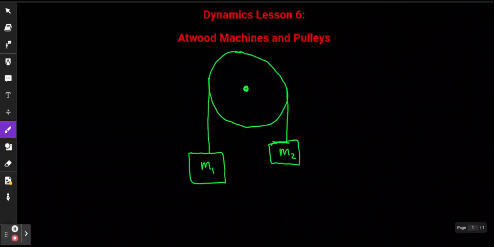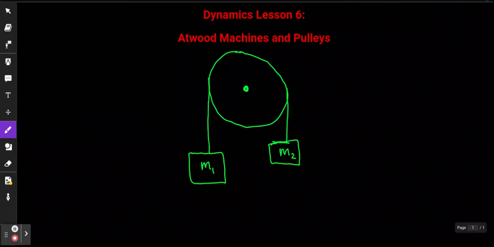Okay, so now that we know what an Atwood machine is and the special properties that an ideal pulley creates, let's talk about some ways that we set up F-net equations for problem solving. There are two ways that we can set up an F-net equation. One is if we take the entire pulley as one system, or another way is to set up an F-net for each mass. First, let's start off with setting up an F-net for each mass.